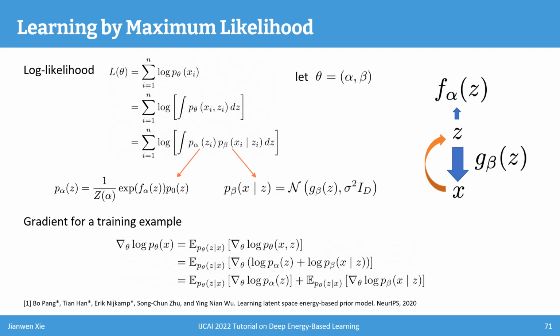The marginal distribution can be obtained by integrating out the latent vector Z in the joint distribution of X and Z. The gradient of the log likelihood can be decomposed into 2 parts. The first part corresponds to the prior distribution alpha, while the second part corresponds to the generator beta. Both terms are expectations under the posterior distribution, which is dependent on the prior and the generator.